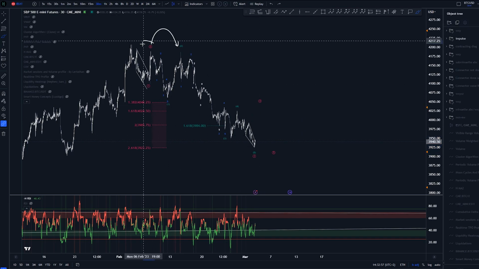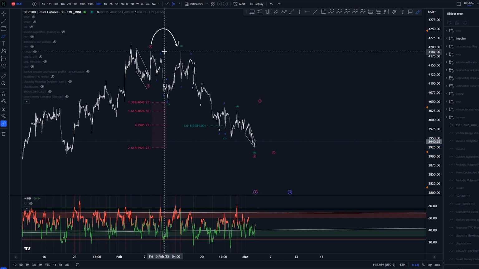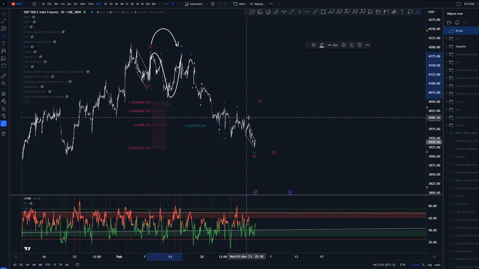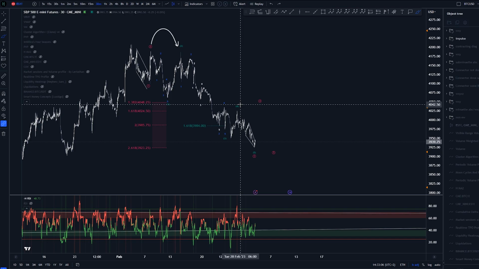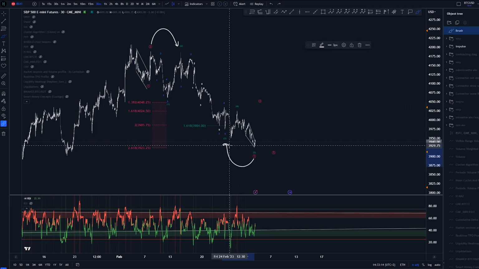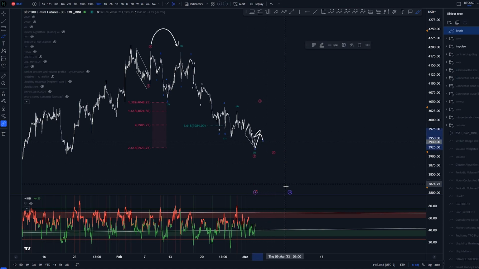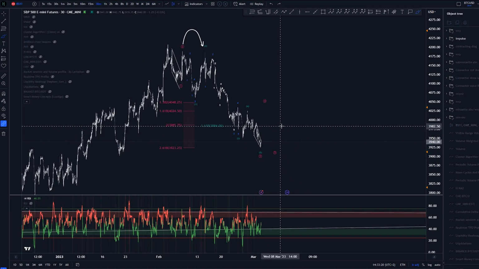Again, if we shift this wave over here and have this wave 2 as an expanding structure like so, then we would be removing one of the sub degrees here, and this would allow this third to shift over here, and this fifth would take the third place in here, giving us the low basically.